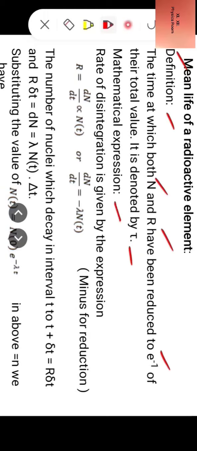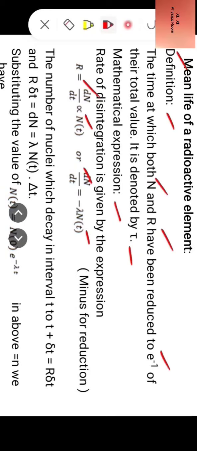Mathematical expression. Rate of disintegration is given by the expression R = dN/dt, which is directly proportional to Nt, where Nt is number of atoms present at that instant of time. Or we can write dN/dt = -λNt, where lambda is disintegration constant and minus is for reduction in number of atoms with time.